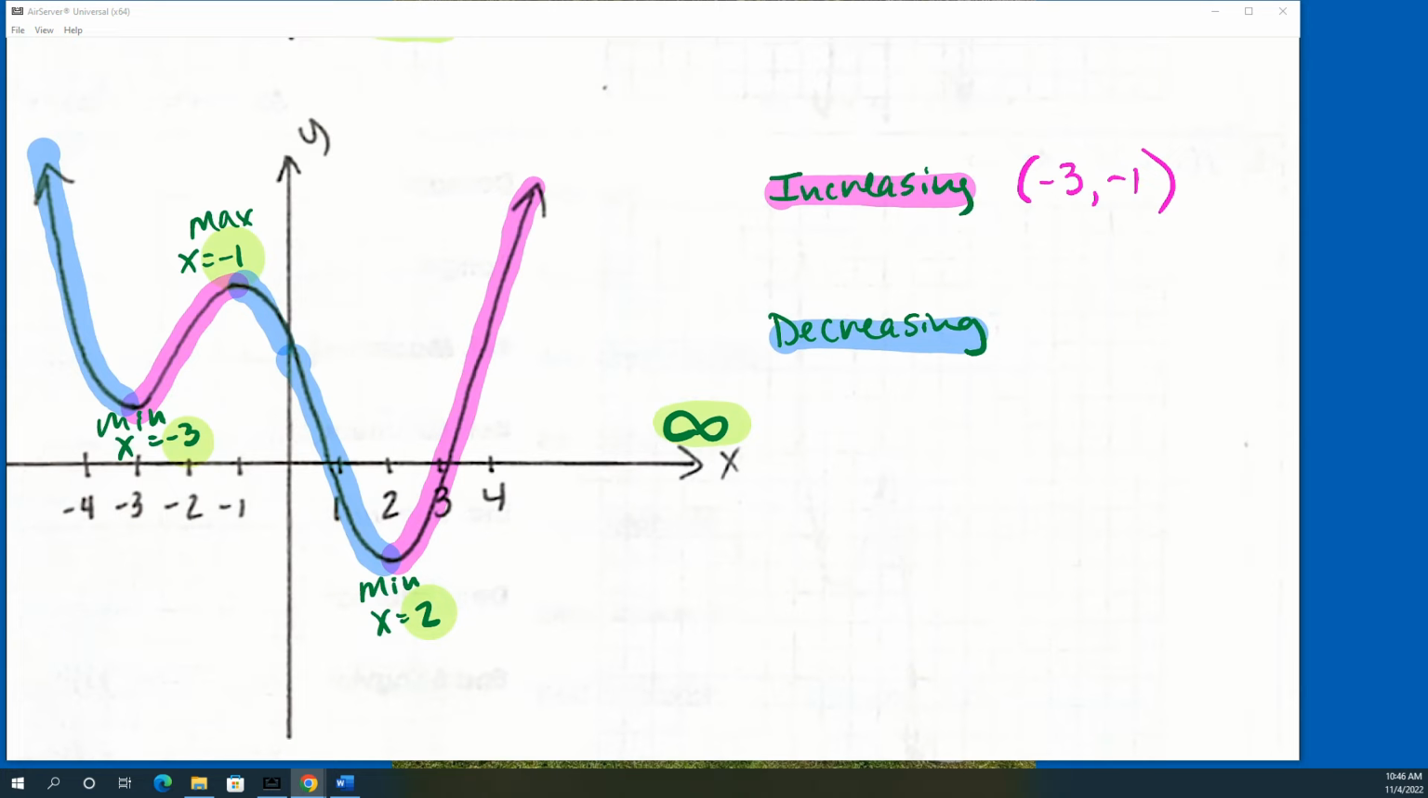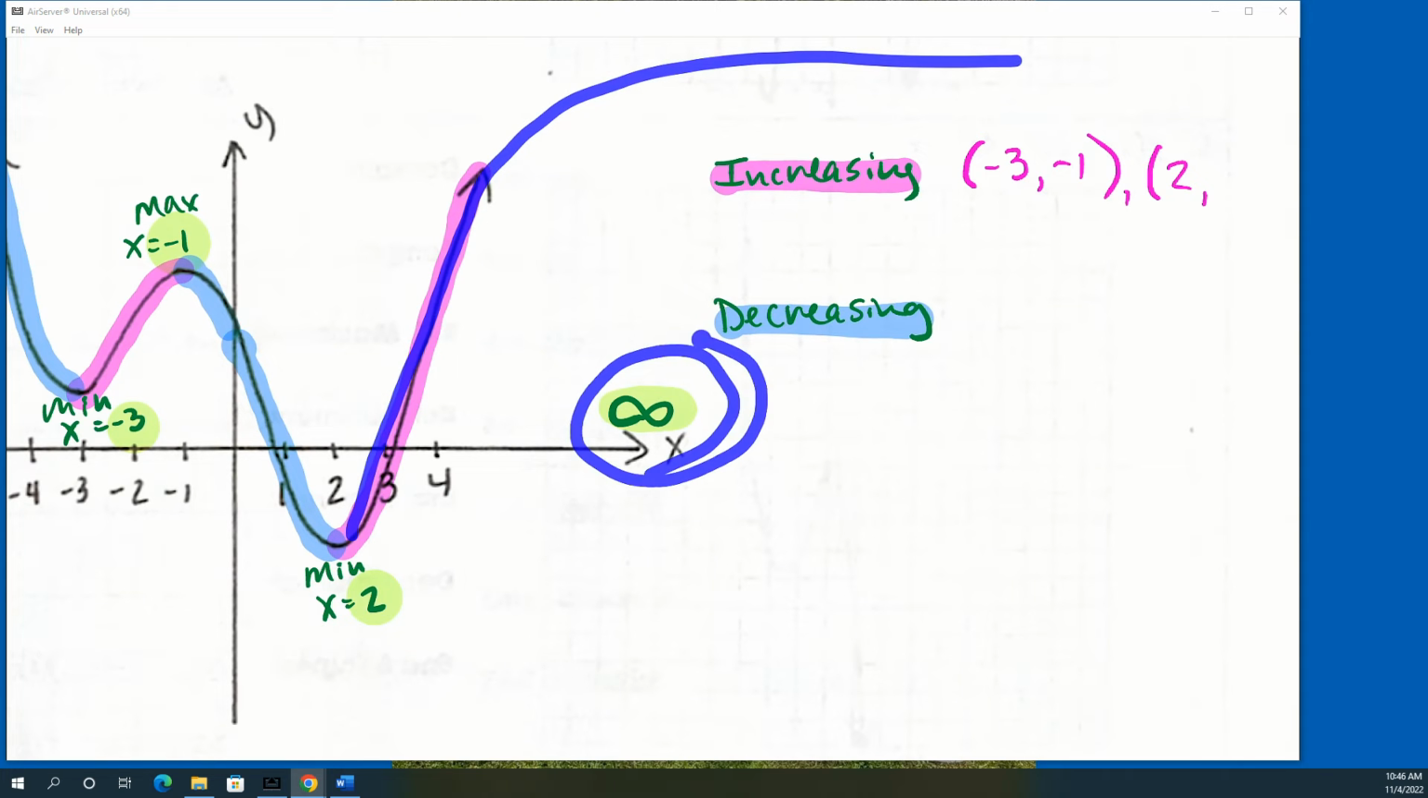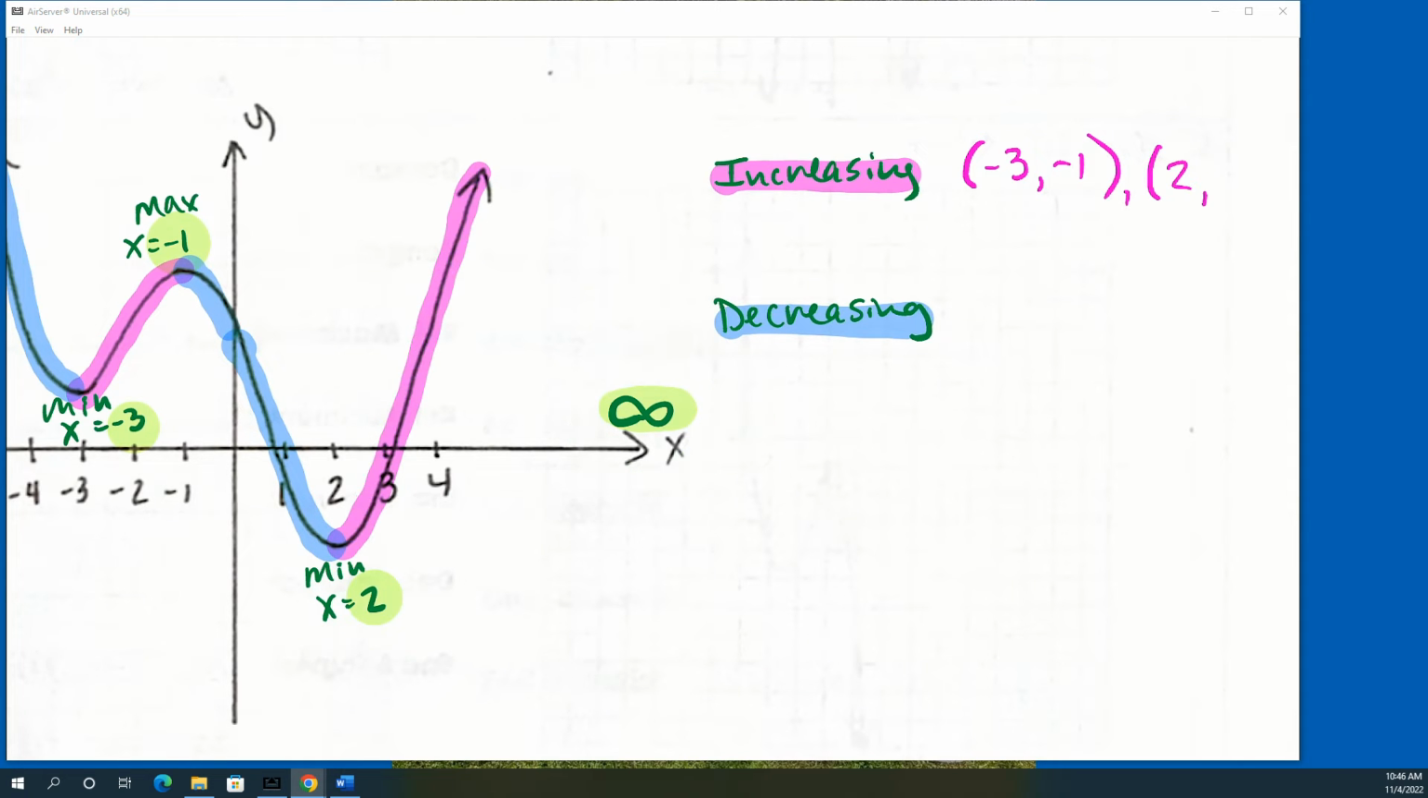All right, and then the graph is going to decrease for a while, but we pick up increasing again when x is 2. And it's going to be increasing forever and ever and ever to the right. And forever and ever and ever to the right is infinity.